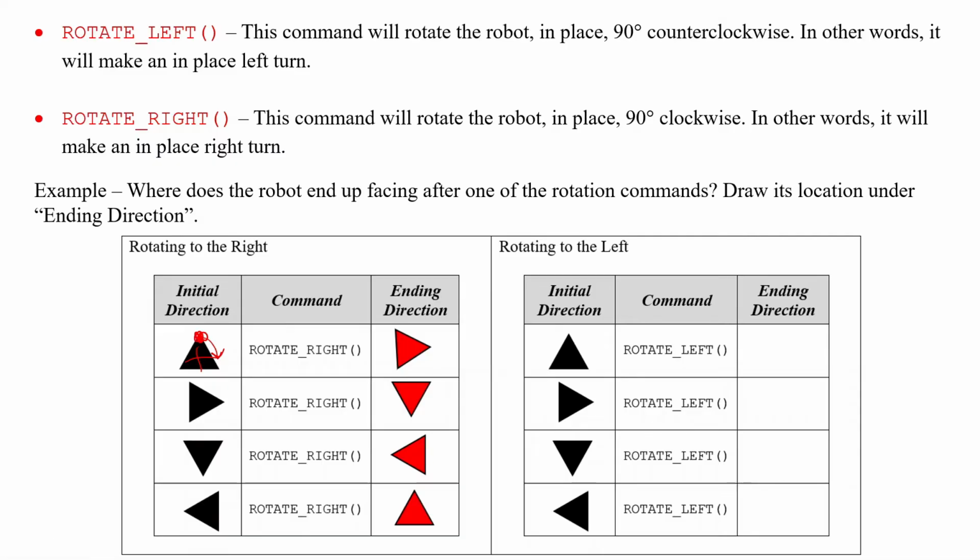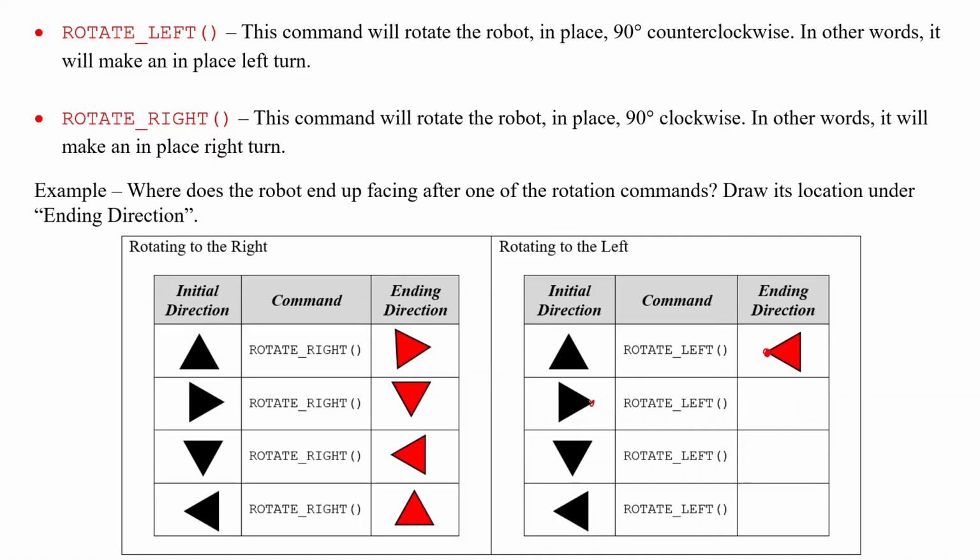Let's look at the rotate left command. So if my initial direction is facing up here, again, if I orientate myself and I want to turn towards my left hand, I would be turning this way, what we call counterclockwise. So if I turn that way, now my tip is going to be over here. So my ending direction is going to be off to the left, with my tip facing this direction.